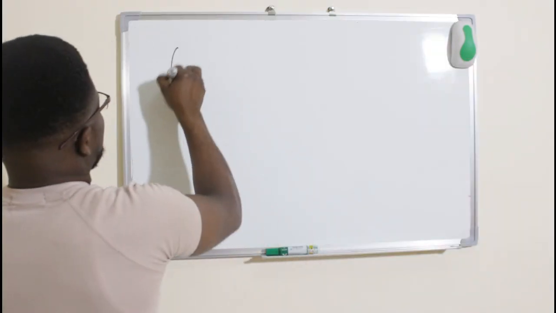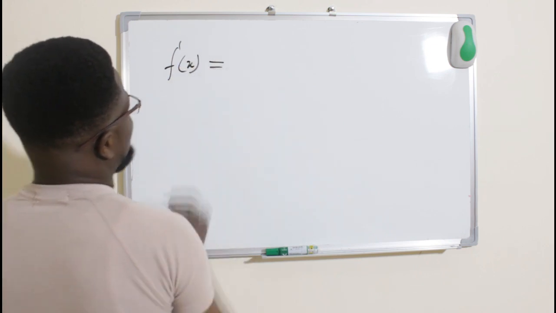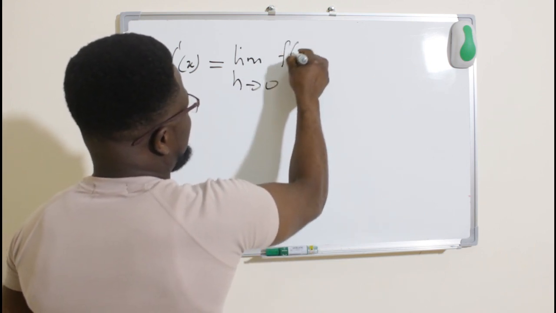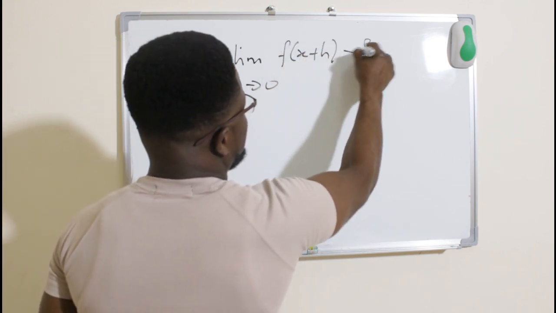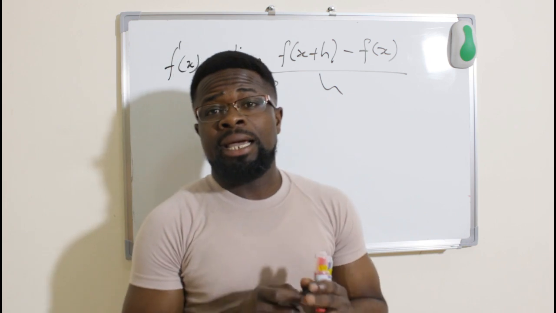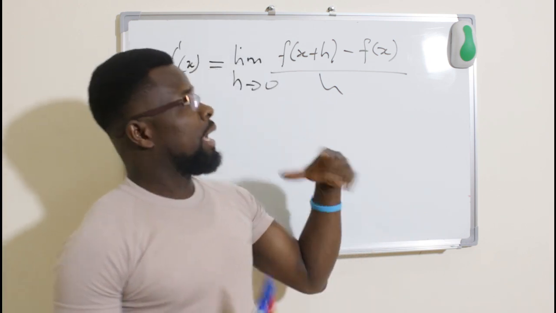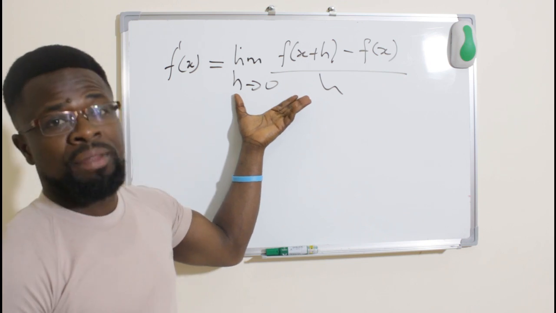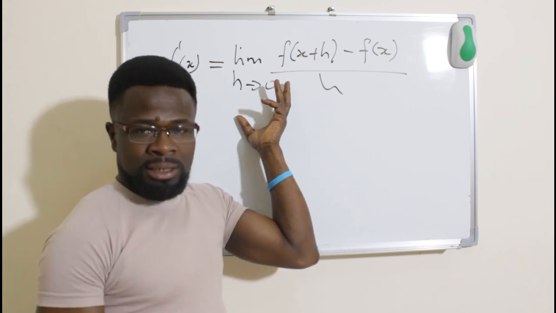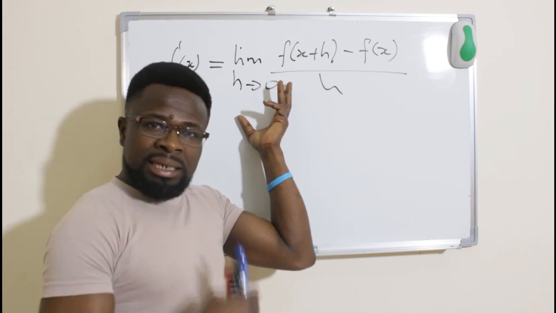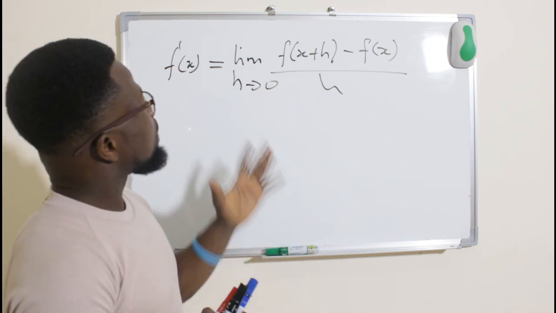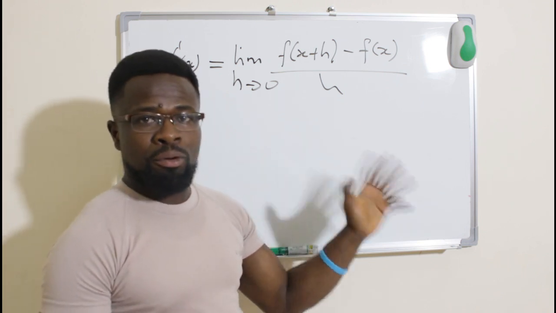Differentiation from first principle: f prime of x is equal to the limit as h approaches 0 of f of x plus h minus f of x, all over h. This is the first principle. There is a possibility where you will solve a problem with this principle and the limit will exist, and there is a possibility where the limit will not exist. If the limit exists, it simply implies that the function is differentiable. Okay, so we're now going to apply this in solving a problem.